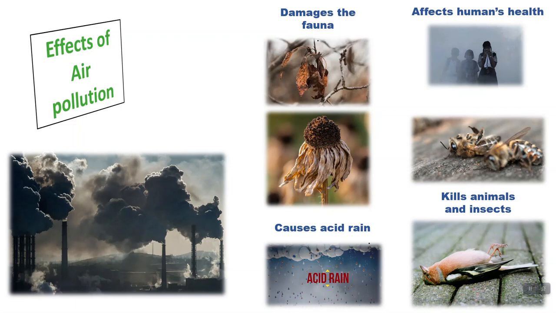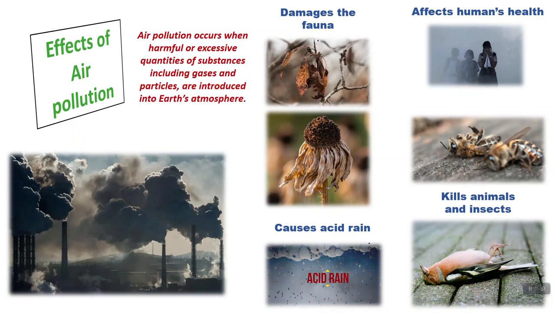We have seen that when bees disappear, some trees also disappear, because the bees contribute to the reproduction of plants. The birds contribute to the reduction of harmful insects, for example. So if they disappear, it may have dramatic consequences on the environment. Air pollution occurs when harmful or excessive quantities of substances, including gases and particles, are introduced into Earth's atmosphere, mainly carbon monoxide and carbon dioxide and other toxic fumes.